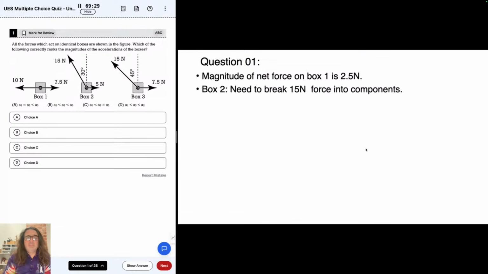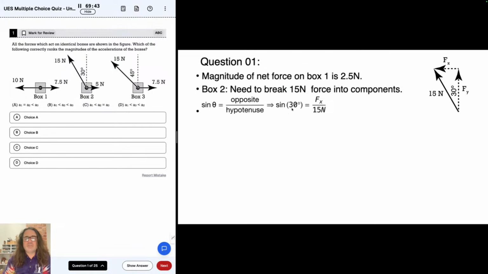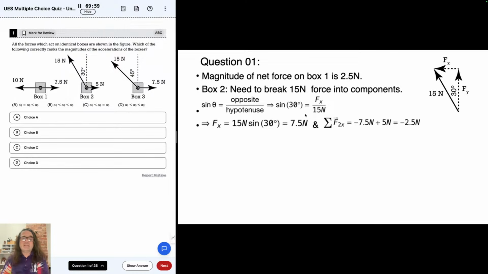Looking at box 2, we need to break this 15 Newton force into its components. You can see there's a 30-degree angle here. So we've got the force in the y direction, force in the x direction. The hypotenuse is the 15 newtons. So sine theta equals the opposite over hypotenuse, or sine of 30 degrees equals the force in the x direction divided by the hypotenuse, which is 15 newtons. So we can solve for the force in the x direction, which is 15 newtons times the sine of 30 degrees. That's breaking that 15 Newton force into its components. In the x direction, it's 7.5 newtons. So then the net force on box 2 in the x direction is negative 7.5 because it's to the left, plus 5, or negative 2.5 newtons.